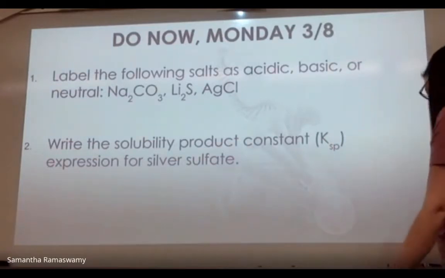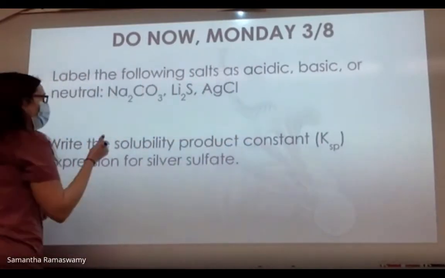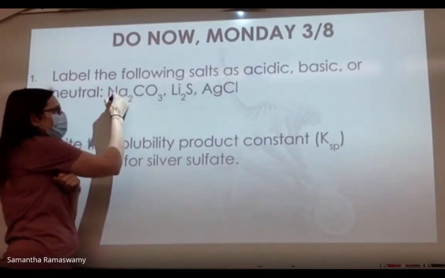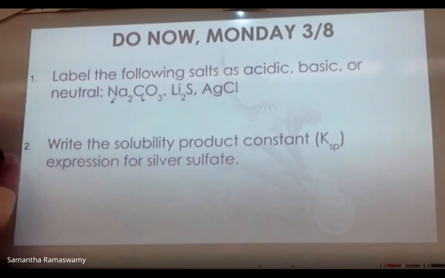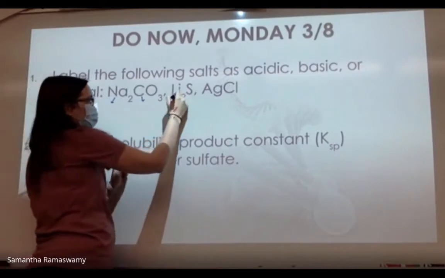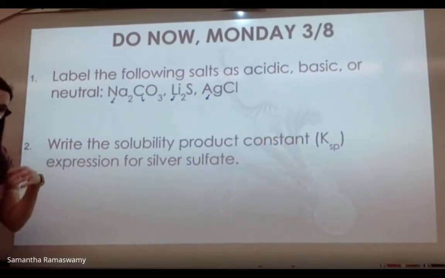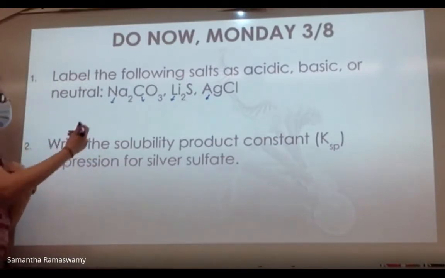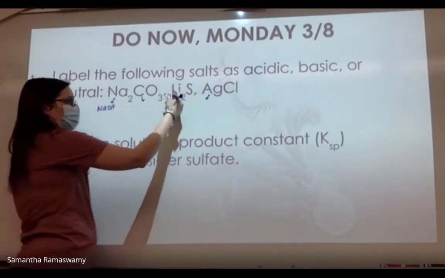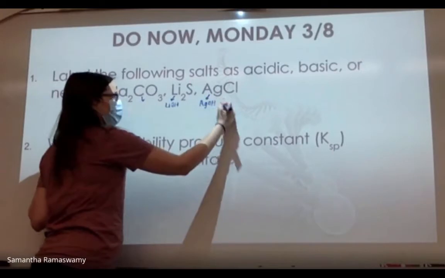So for number one, label the following salts as acidic, basic, or neutral. So when we look at Na2CO3, remember that for the salt, we break it up into the acid and the base that it comes from. So the cations, all of these positive ions, come from a base. Remember, an acid plus a base yields salt plus water. So Na will come from NaOH. Lithium will come from lithium hydroxide. Silver will come from silver hydroxide.